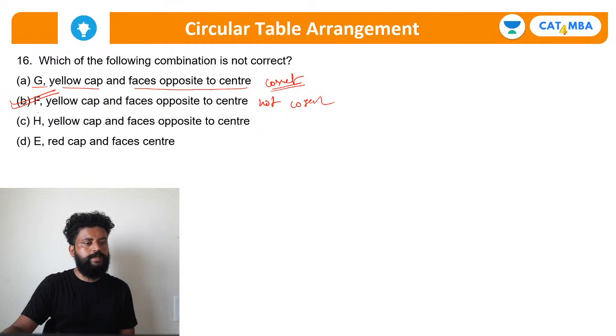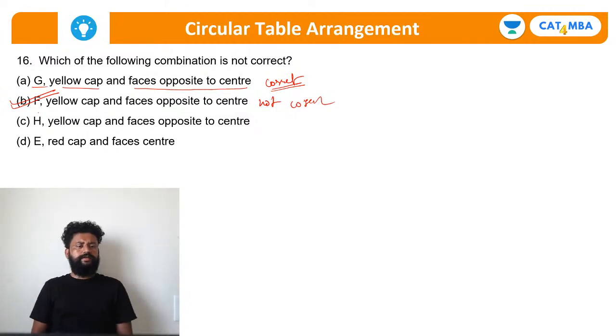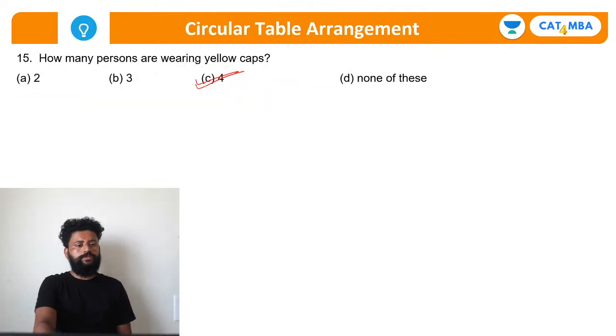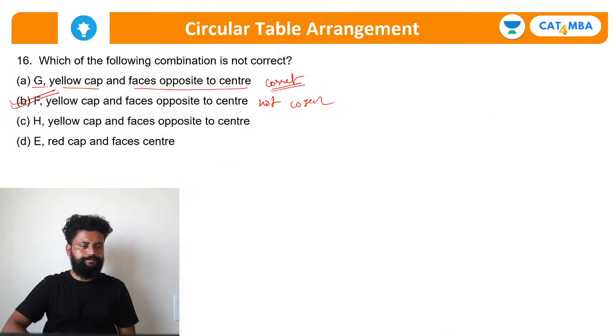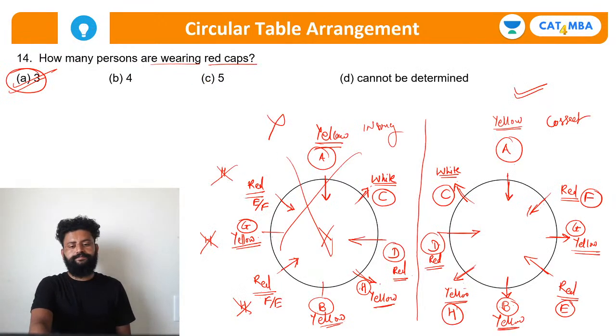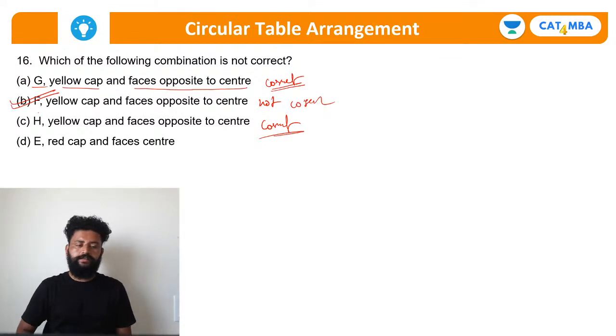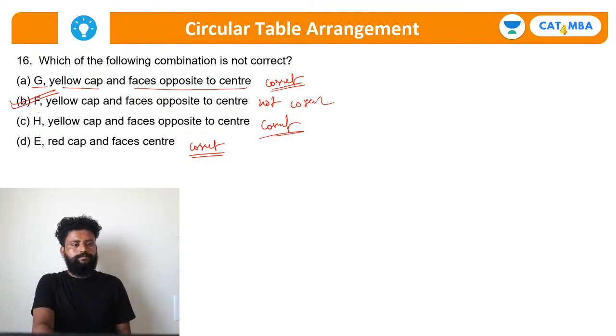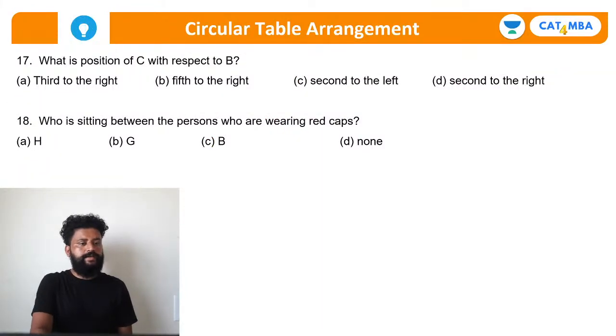This is the answer. If you want to check, go ahead with the other options. You can go H yellow opposite to the center. That is correct. Then about E, correct, E red and so on. Right. Then 17 and 18, let's quickly finish it.